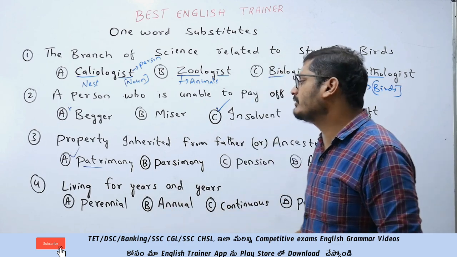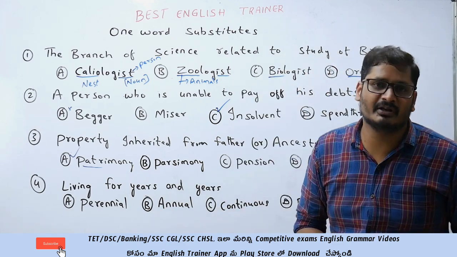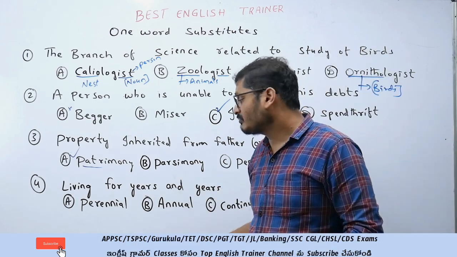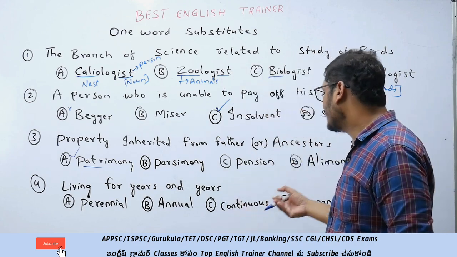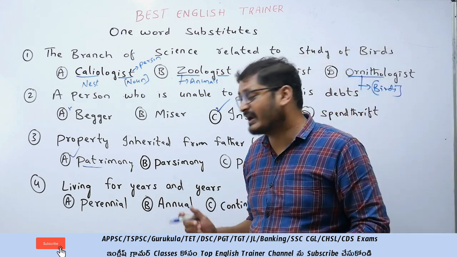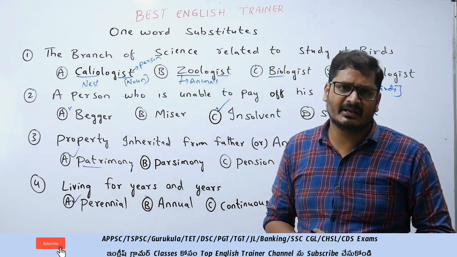Okay, right. Let's look into the fourth question. Living for years and years. What is this living for years and years? We have four options here again. We have the first word, perennial. Next we have annual, continuous and permanent. So out of these four answers, which is the right answer? It's option A. So why is option A the right answer?